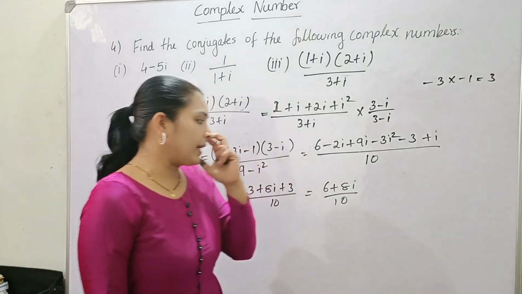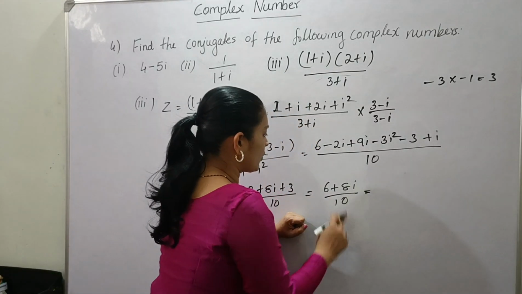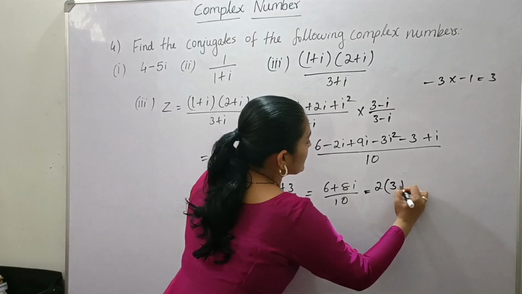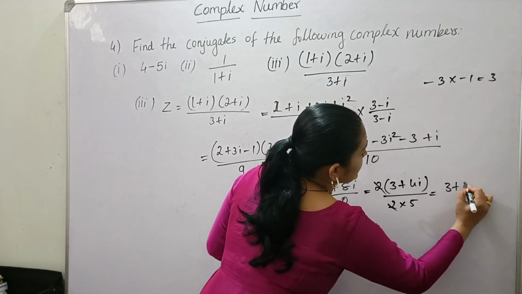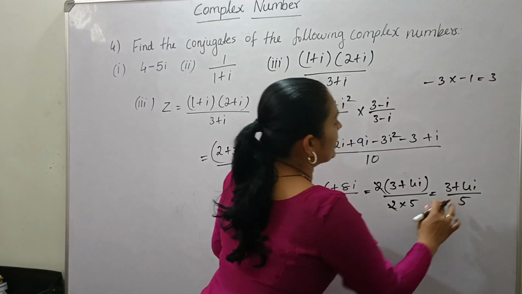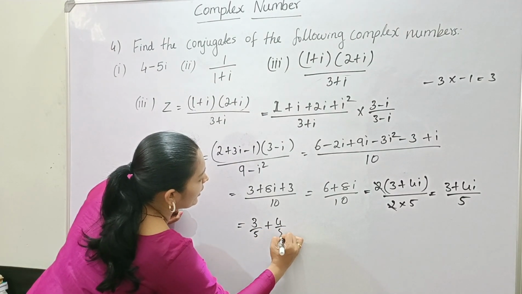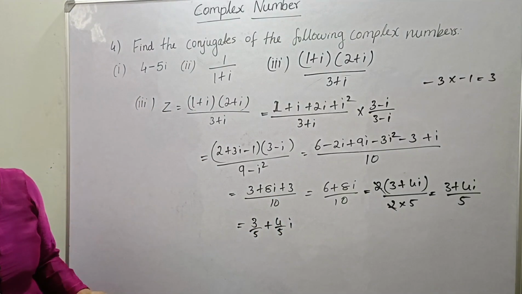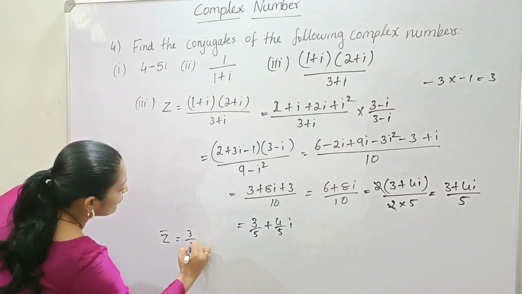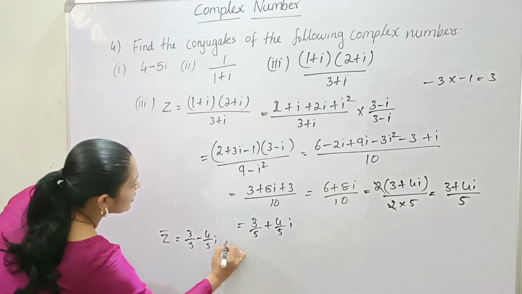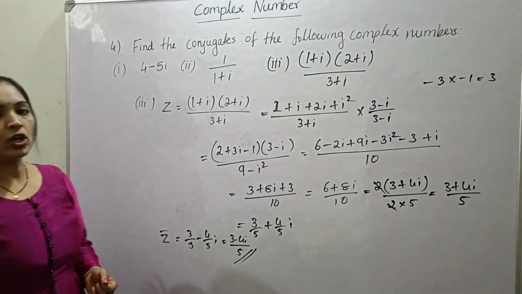See here 2 is common, right? In numerator and denominator 2 is common. So let us take it out and cancel. So 2 into (3 plus 4i) divided by 2 into 5. To cancel. So 3 plus 4i divided by 5. So here that is 3 by 5 plus 4 by 5i. Now it is in the form of a plus ib, right? So what is the conjugate? See, z conjugate is nothing but 3 by 5 minus 4 by 5i, or (3 minus 4i) divided by 5 is the conjugate of the given complex number.